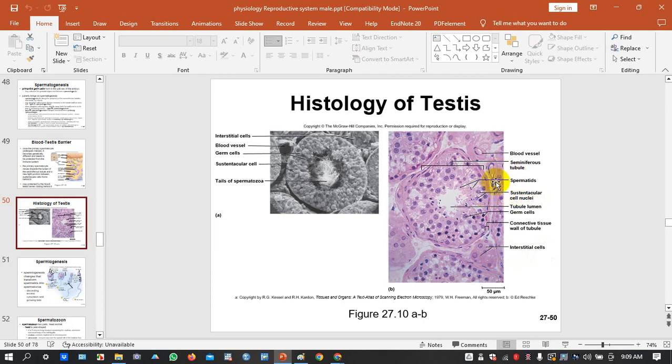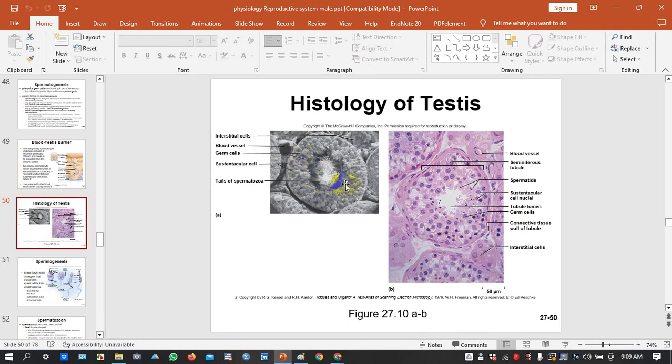And you can see spermatids over here. Blood vessel, seminiferous tubule itself. The seminiferous tubule dimension is from here to here. So you can see the whole structure is a seminiferous tubule. Then these ones are germ cells. They produce the sperms. So you can see a micrograph, electron micrograph of this same thing.